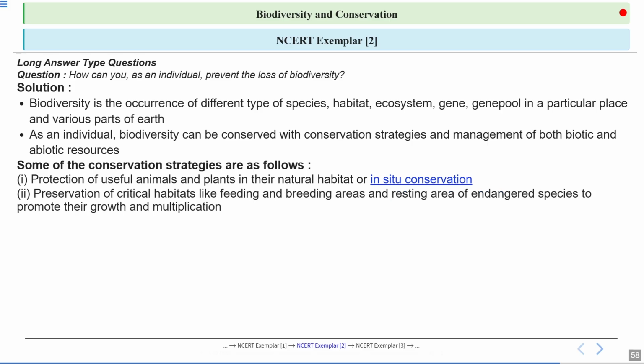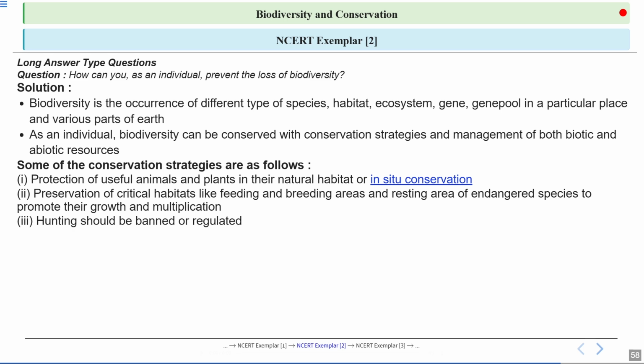Next one is preserving critical habitat, such as feeding, breeding, and resting areas of endangered species. This is also very essential for their survival and growth. These habitats provide necessary resources and safe environments for animals to live, reproduce, and raise their young. By protecting these areas, we help endangered species multiply and recover their population, which is crucial for maintaining biodiversity and ecological balance.